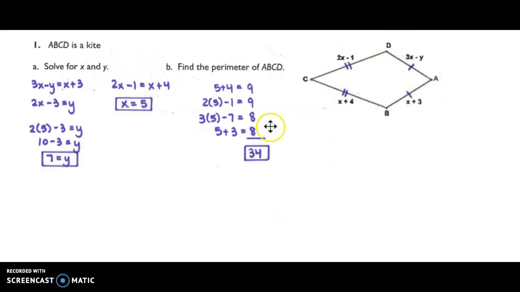And here again, just an example here. Okay. If ABCD is a kite, solve for x and y. Right, we have this set up 3x minus y equals x plus 3 because AD is congruent to AB and CD is congruent to CB. Alrighty. And then perimeter means you add up all the sides around the shape.